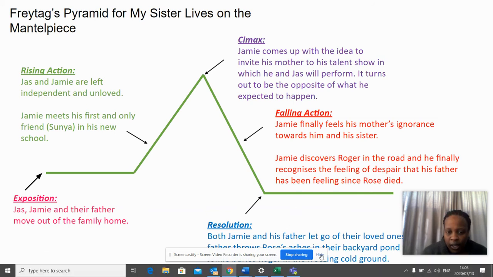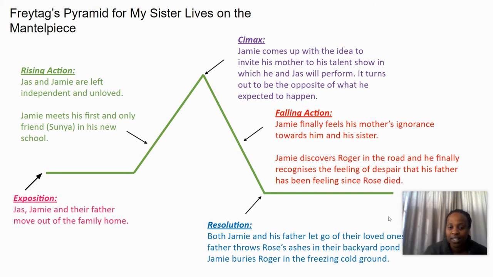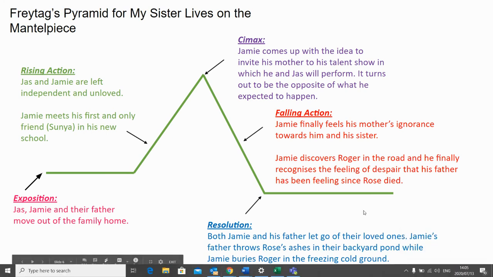Okay, then the resolution is both Jamie and his father let go of their loved ones. Okay, let me just, I'm going to hide my face, boys, so that I can read this last one. Both Jamie and his father let go of their loved ones. Jamie's father throws Rose's ashes in the backyard pond while Jamie buries Roger in the freezing cold ground.